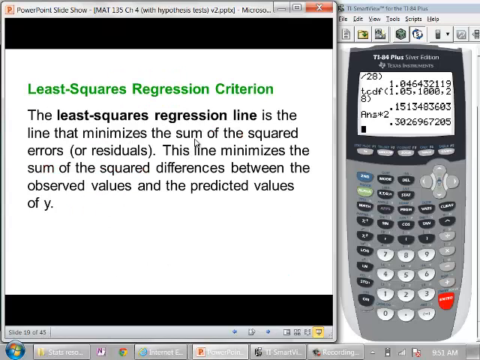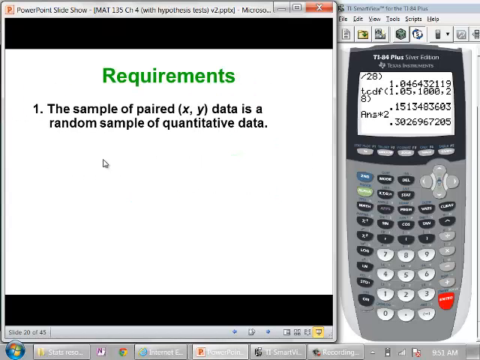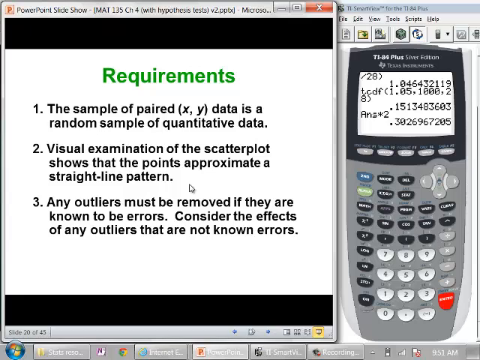Okay, so again, this line just minimizes the sum of the squared errors. Errors and residuals are the same thing. Okay, so the requirements for doing this are that we have to have a random sample of quantitative data. If we look at the scatter plot, we have to be able to see that the points do approximate a straight line pattern. And here also we can do a hypothesis test to determine if there really is a linear relationship or not.